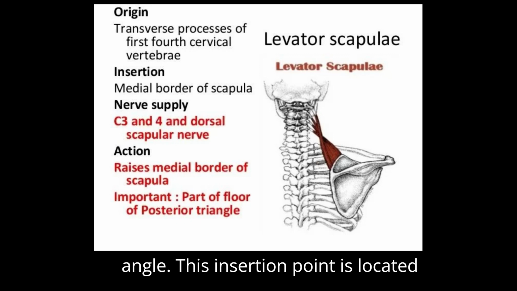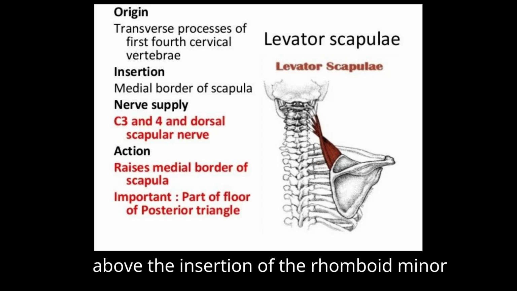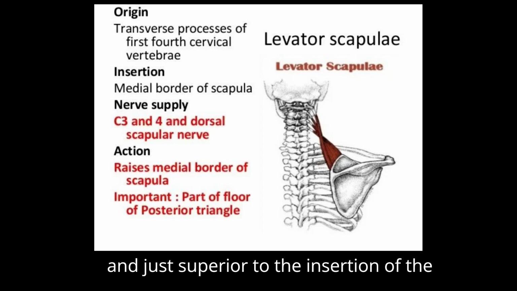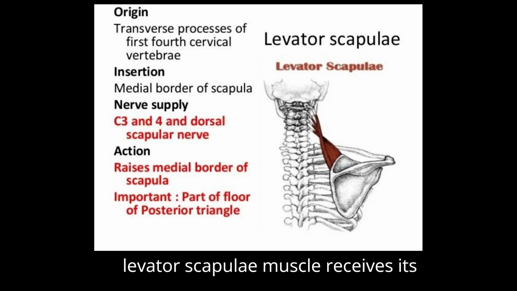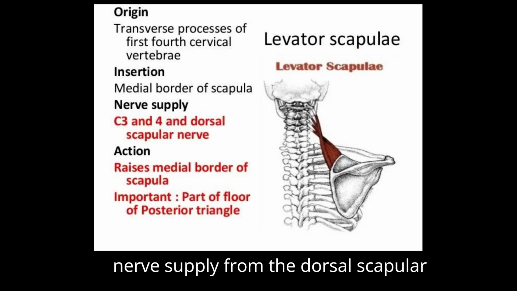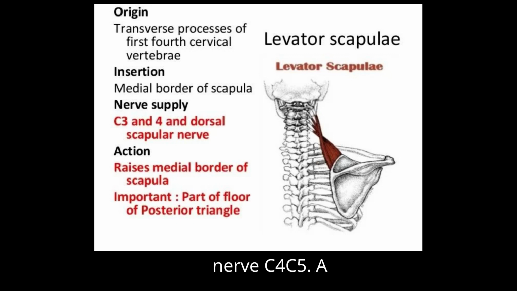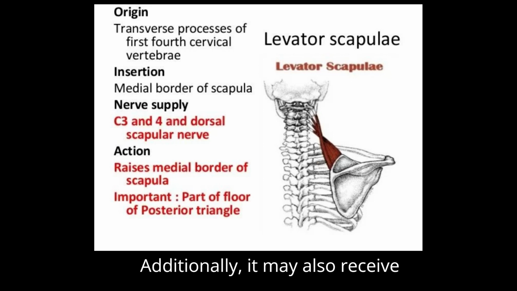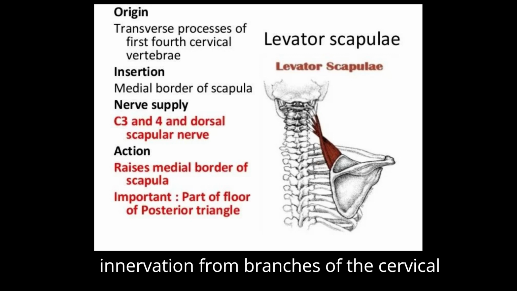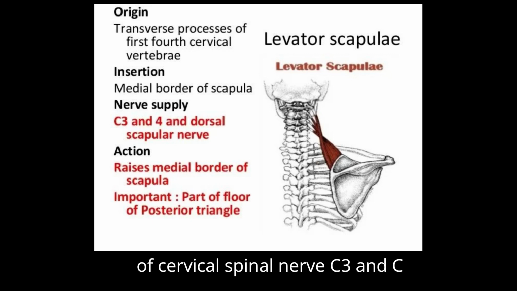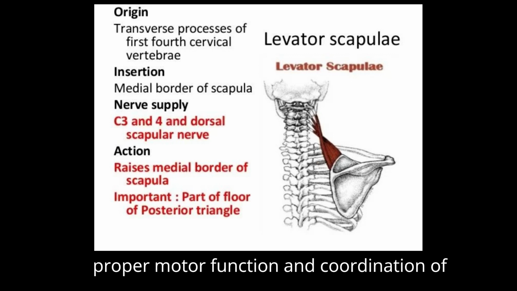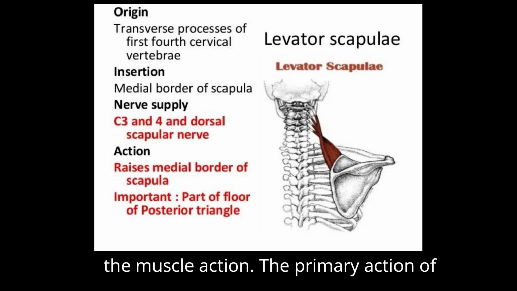angle. This insertion point is located above the insertion of the rhomboid minor and just superior to the insertion of the rhomboid major. Nerve supply. The levator scapulae muscle receives its nerve supply from the dorsal scapular nerve, C4, C5, a branch of the brachial plexus. Additionally, it may also receive innervation from branches of the cervical plexus, particularly the ventral rami of cervical spinal nerves C3 and C4. This dual innervation ensures proper motor function and coordination of the muscle.